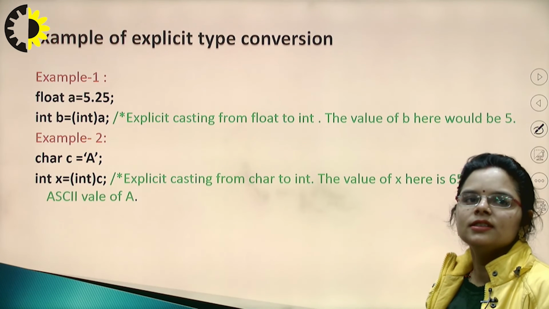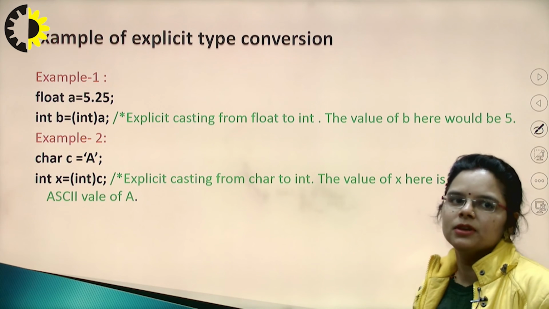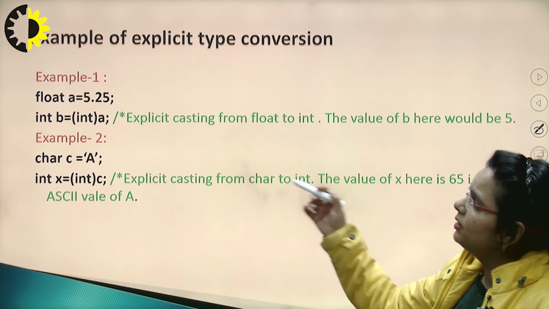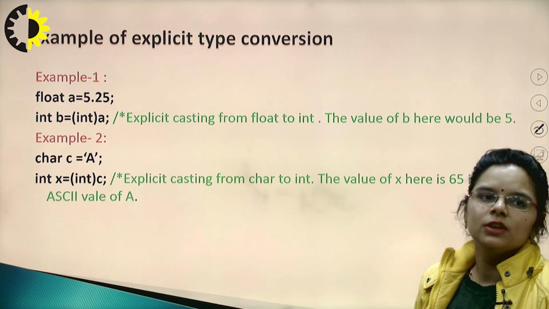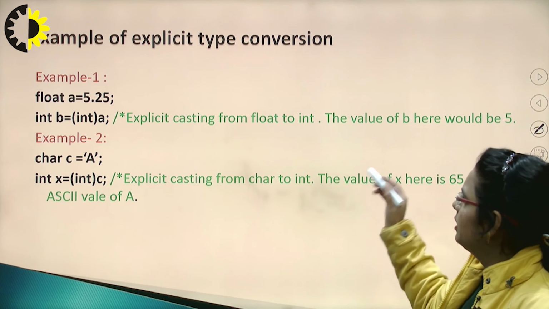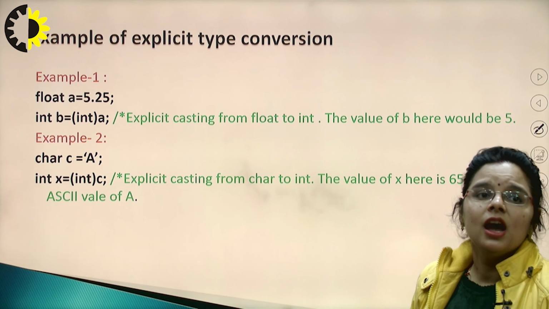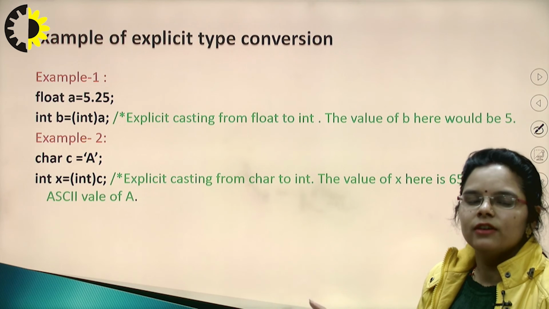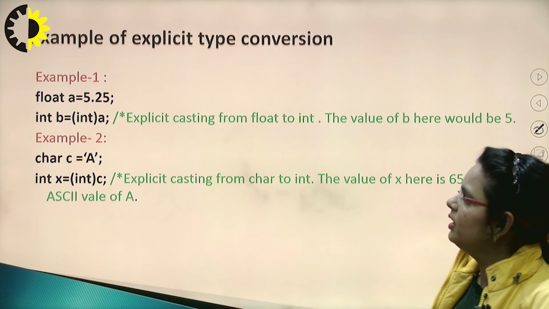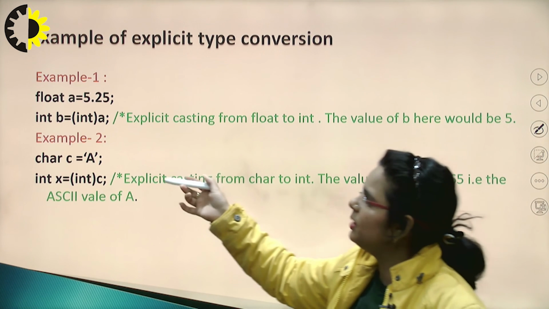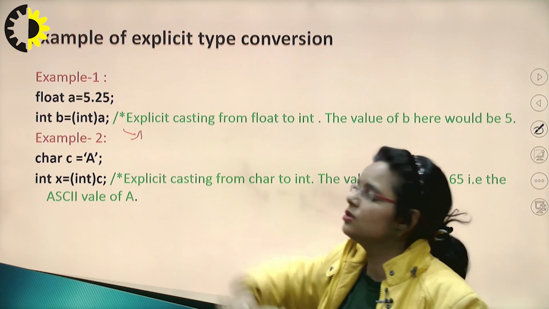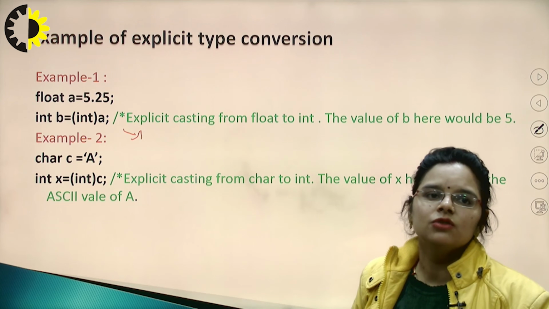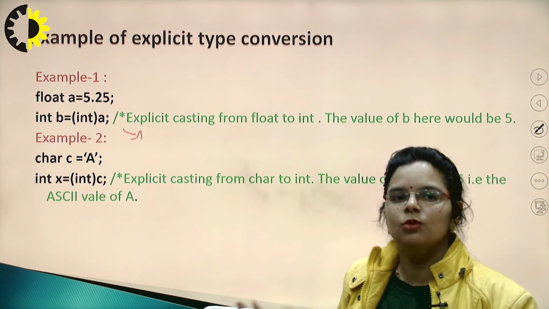This is an example of explicit type conversion. We have a variable a of float type 5.25, and what we are doing is int b. We have another variable b of integer type, and we are explicitly converting the value of a into integer type. So we have a as float type, and explicitly we are converting this. This is the syntax of explicit type conversion.